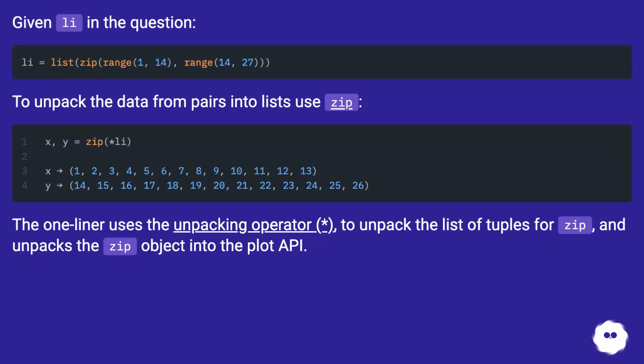Given li in the question. To unpack the data from pairs into lists, use zip. The one-liner uses the unpacking operator asterisk to unpack the list of tuples for zip, and unpacks the zip object into the plot API.